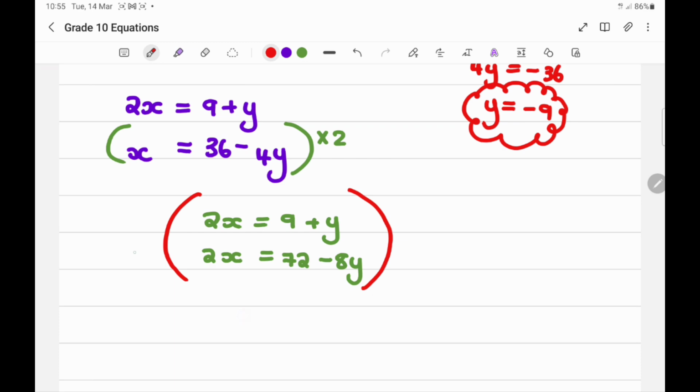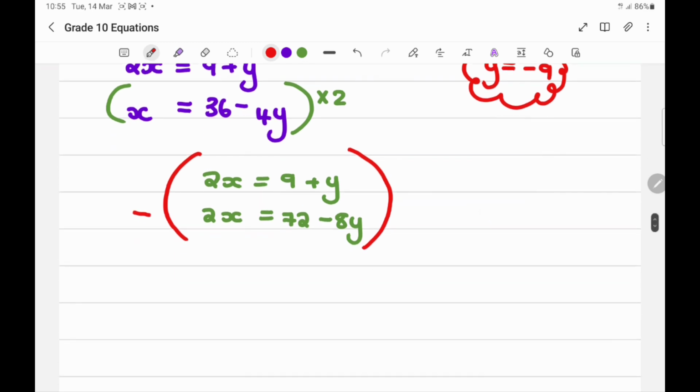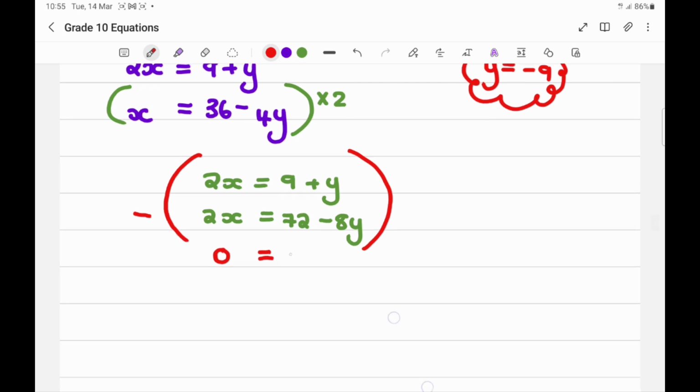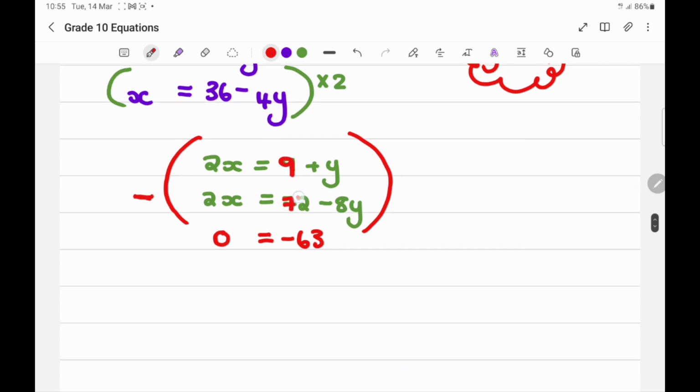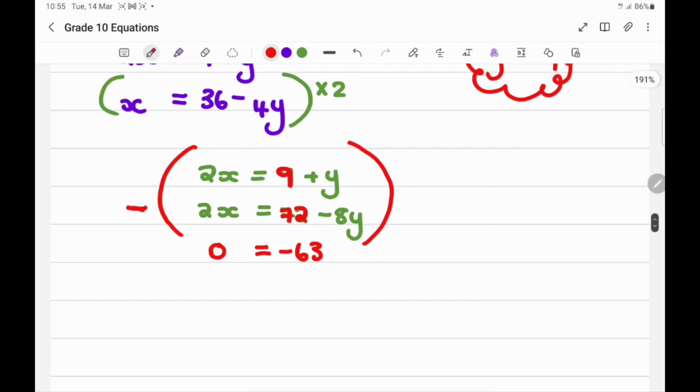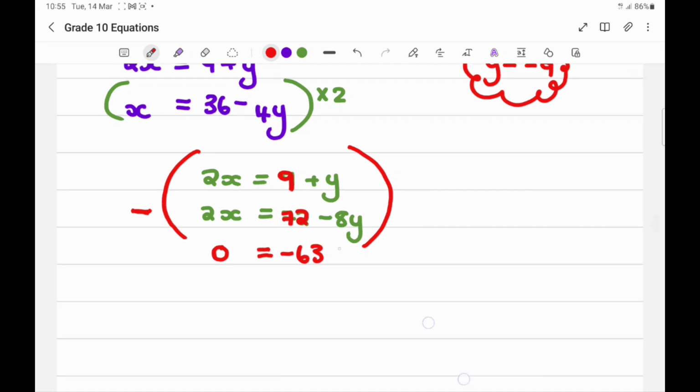I definitely need to subtract them so that I've got 0 left over here. So 2x minus 2x is 0. And then 9 minus 72 gives you negative 63. And a positive y minus minus makes a plus 8y, gives you a positive 9y.